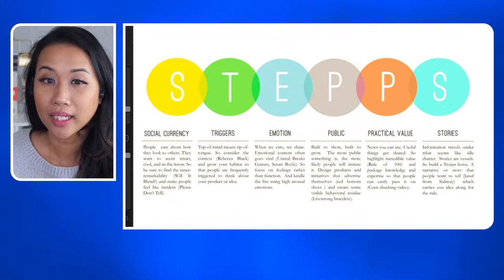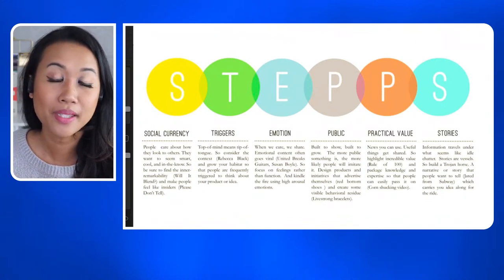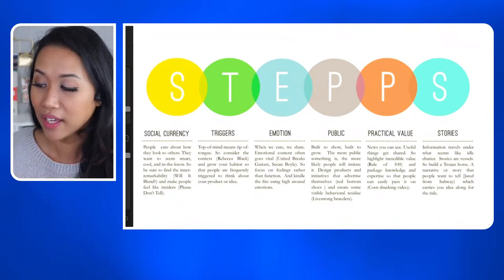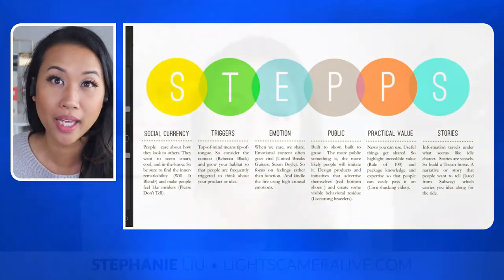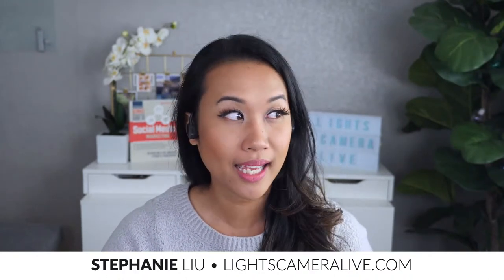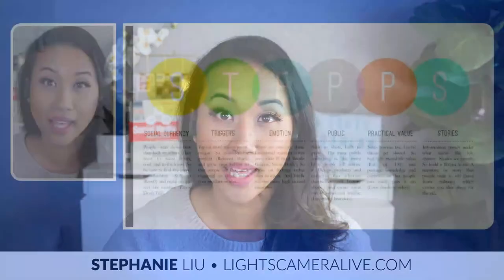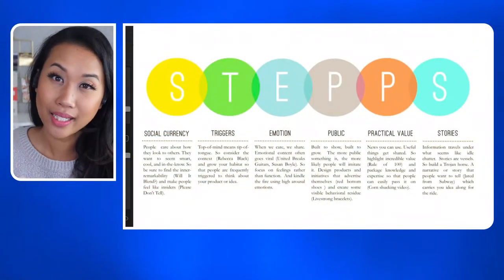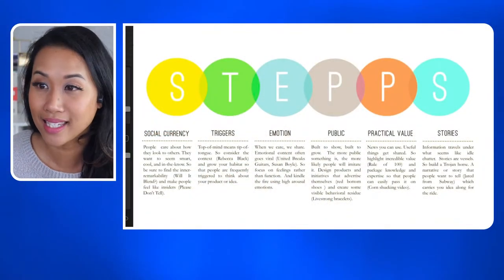What I'm showing you here is called The 6 Steps of Contagious Content. If you haven't read the book, it's by Jonah Berger. It's called Contagious: Why Things Catch On. When he talks about content and making sure that it's shareable by everyone, what he lays out in his book is called the 6 steps.